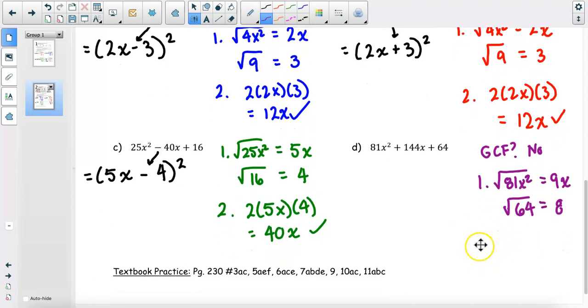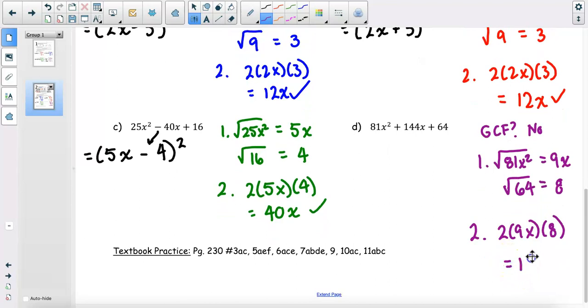So far, so good. Now we're going to check to see if 2 multiplied by 9x multiplied by 8 works. When you do this, we're going to get 144x. Since that is our middle term, we can now utilize our excellent shortcut. So our first term is 9x. It is a positive sign in the middle here, so we're going to do plus, and then the other term, which is 8, and we're going to square that.